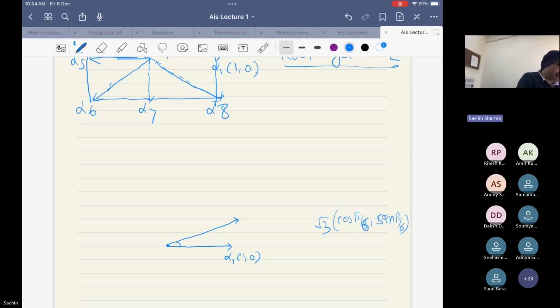Now alpha 3. This is alpha 1, alpha 2. This is your 30 degree angle, pi by 6. Now choose pi by 6 again, so this is pi by 3. What should be the length of alpha 3? Anybody? Root 2. What is the root length of alpha 1, alpha 2 and alpha 3? What should be their ratio?